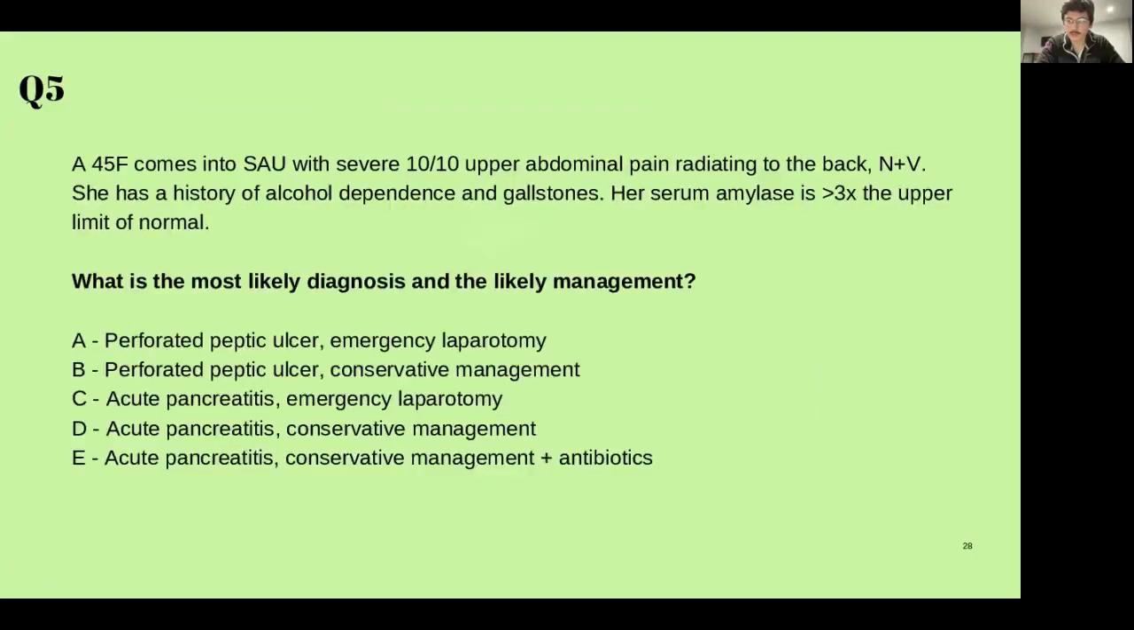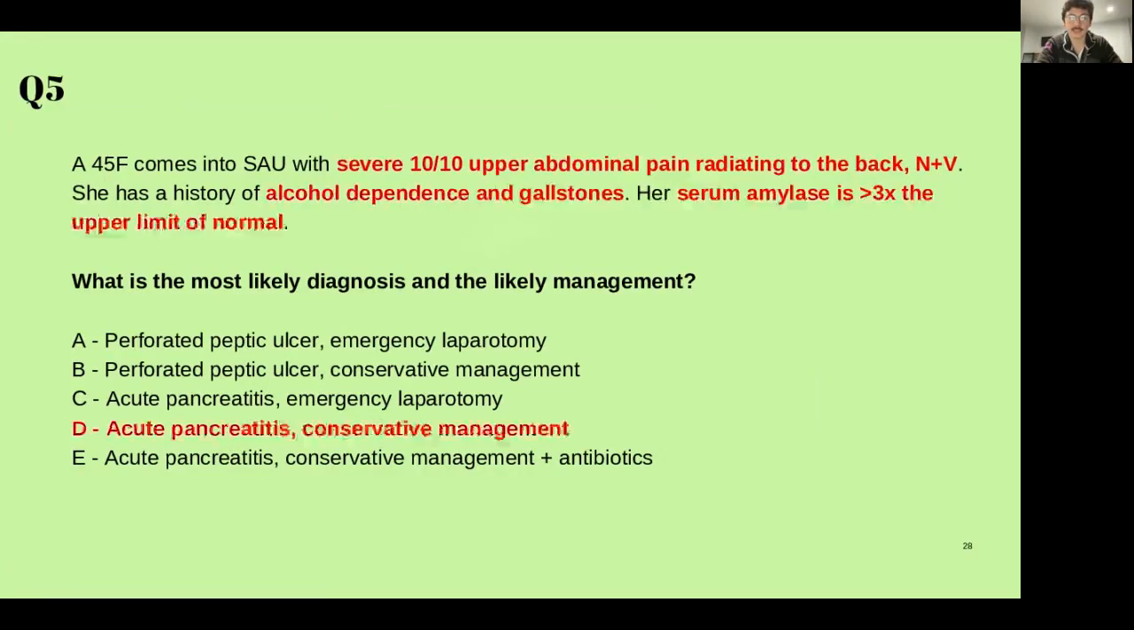Okay, so the vote so far is quite split. It is acute pancreatitis. That's the diagnosis, but the treatment for most pancreatitis is conservative management. You probably wouldn't do an emergency laparotomy unless you're thinking they've perforated a viscus or their bowel or something. And you wouldn't tend to use antibiotics unless there's a good reason to.